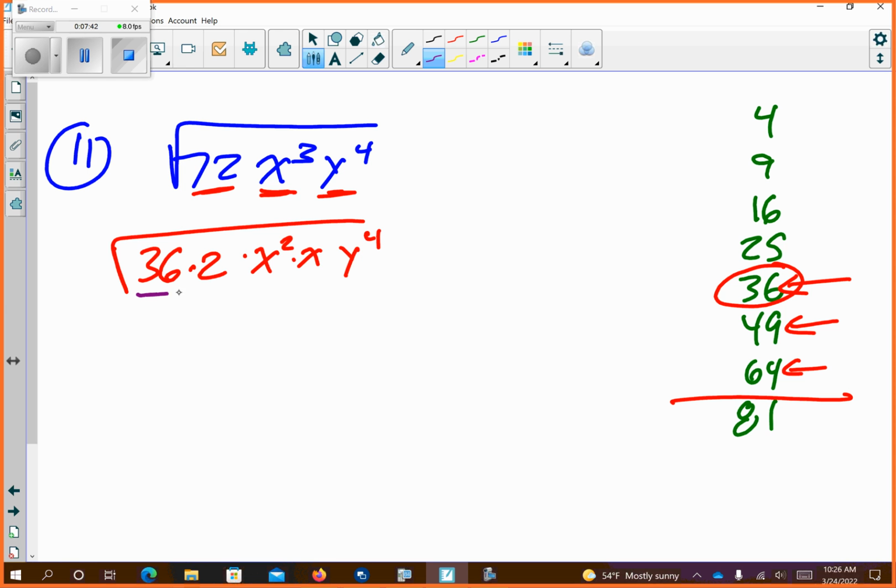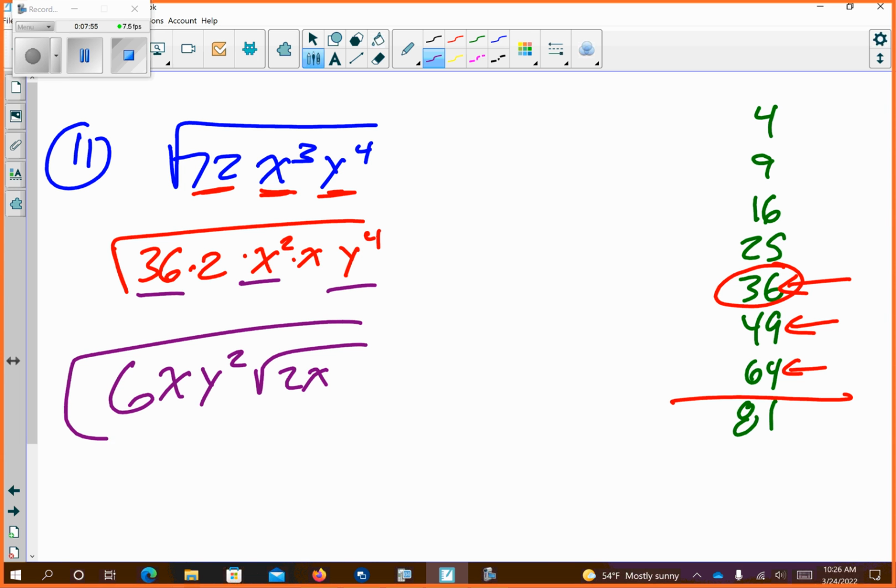Square root of 36 is 6. Square root of x squared is x. Square root of y to the 4th is y squared. What do I have left behind? 2x. Done.